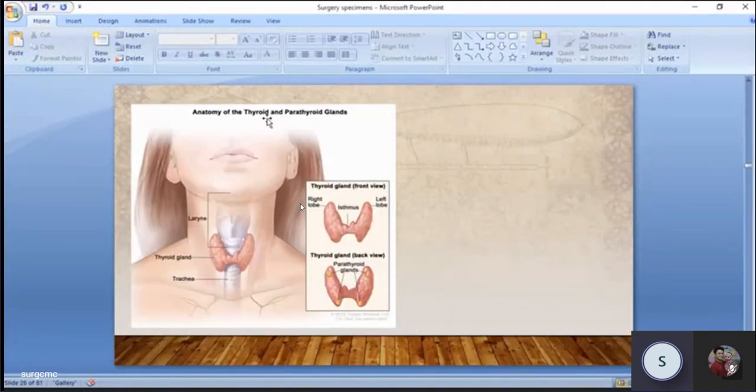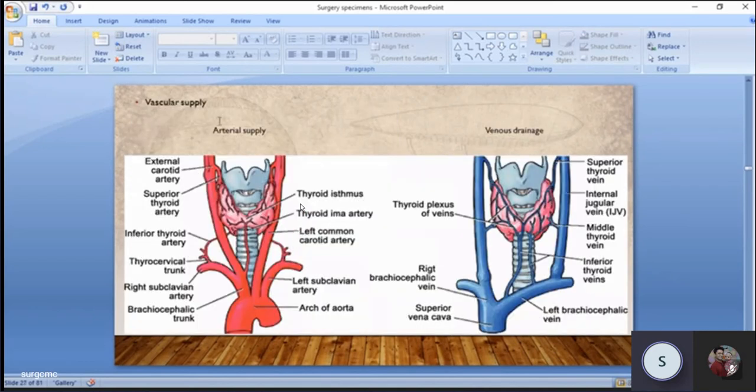So this is the anatomy of the thyroid and parathyroid gland. It is situated over here, and what I am saying is the thyroid region begins at the oblique line of the thyroid cartilage. This is the oblique line. Okay. And below it is up to the 4th or 5th tracheal ring. Sometimes it can extend below, up to the sternum, the retrosternal part. And laterally Berry's ligament.